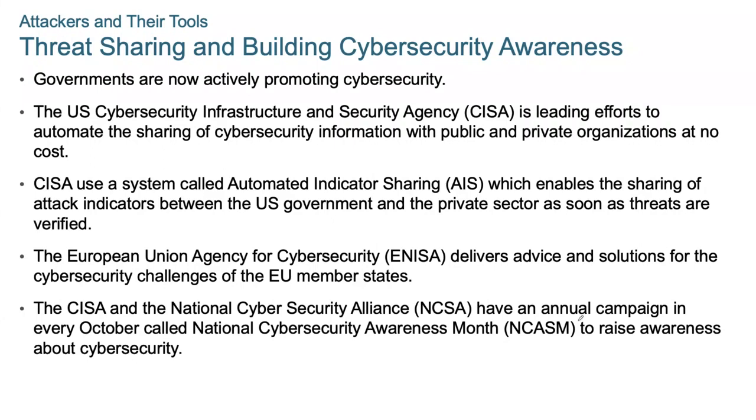CISA uses a system called Automated Indicator Sharing (AIS). This AIS enables the sharing of attack indicators between the US government and the private sector as soon as threats are verified, like malware, viruses, or ransomware. CISA also offers many resources that help to limit the size of the United States attack surface.